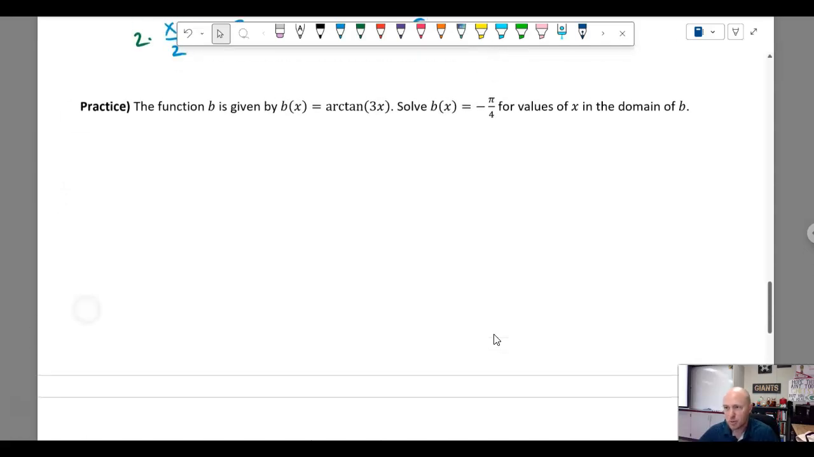There you go. Not too shabby. Okay. Practice problem, kind of same idea. Go ahead, please pause me, try this example, and we'll talk through the solutions.